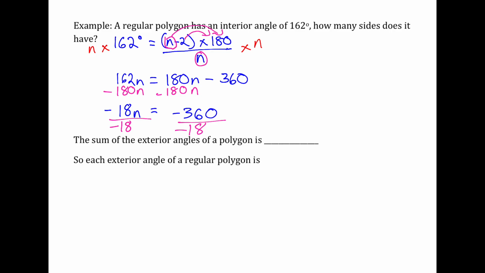What is 360 divided by 18? It is 20. They're both negative, so it's actually going to be positive 20. And that's good, right? Negative 20 would be really weird. What would negative 20 for n mean? That means the shape would have negative 20 sides, which is weird. So having a positive number 20 makes good sense. So this shape has 20 sides. So that's the crazy algebra steps.